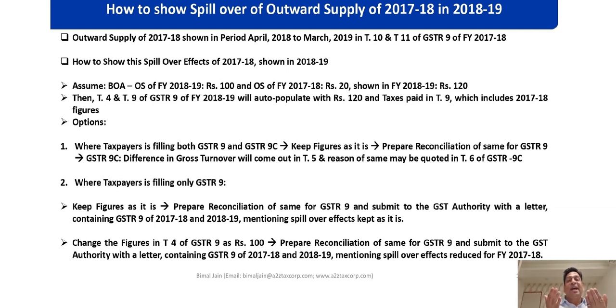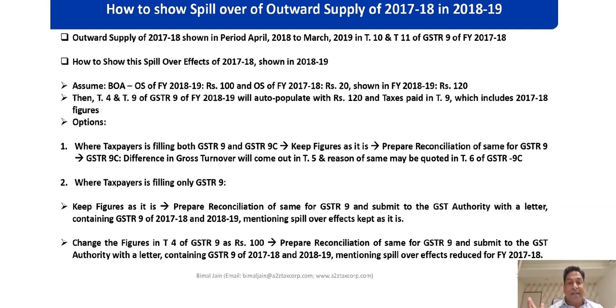With that GSTR-9 copy, any GST authority, jurisdictional officer can check that wherever correction is not done or wherever correction is done, it can be accounted for. If this 120 is not corrected, it gets verified with GSTR-9 of 17-18 table 10, and wherever it is corrected, it again gets verified with table 10 of GSTR-9 of 17-18, and the letter is stating the facts. This is how you have shown the numbers.